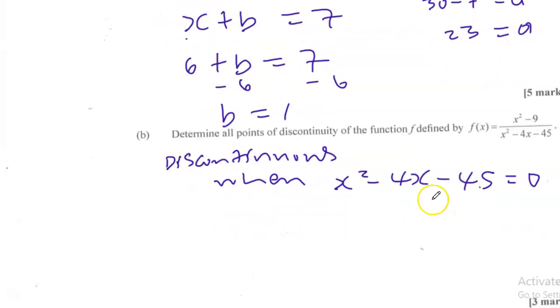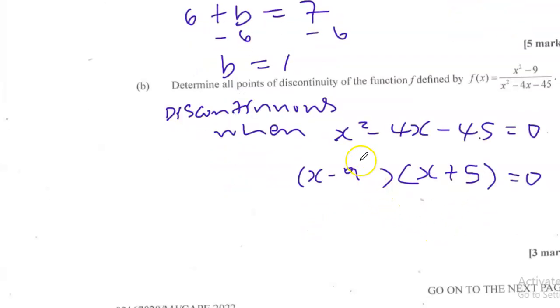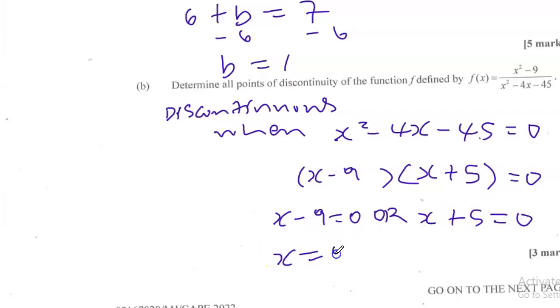And of course, you could factorize. How can we factorize this now? We could use x minus 9, x plus 5. These would be the two factors if we factorize this. Or we could use the quadratic formula, and to solve, equate both brackets to 0. So x is equal to 9 or x is equal to minus 5. So the function is discontinuous when x is 9 and when x is negative 5.